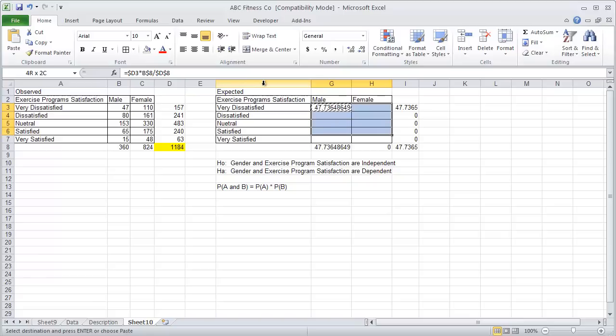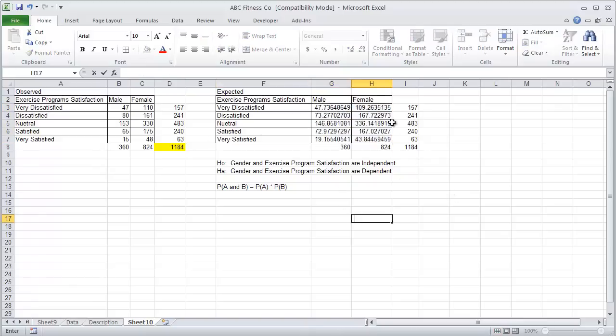So when I copy this one all the way across, what I find is I now have the same totals. And I have the same column totals as well, but my values on the inside are different. So I would expect to find 47.7 and I observed 47. I would expect 109 and I found 110. I would expect 73 and I found 80. So we're starting to see a little bit of differences between the two of them there.